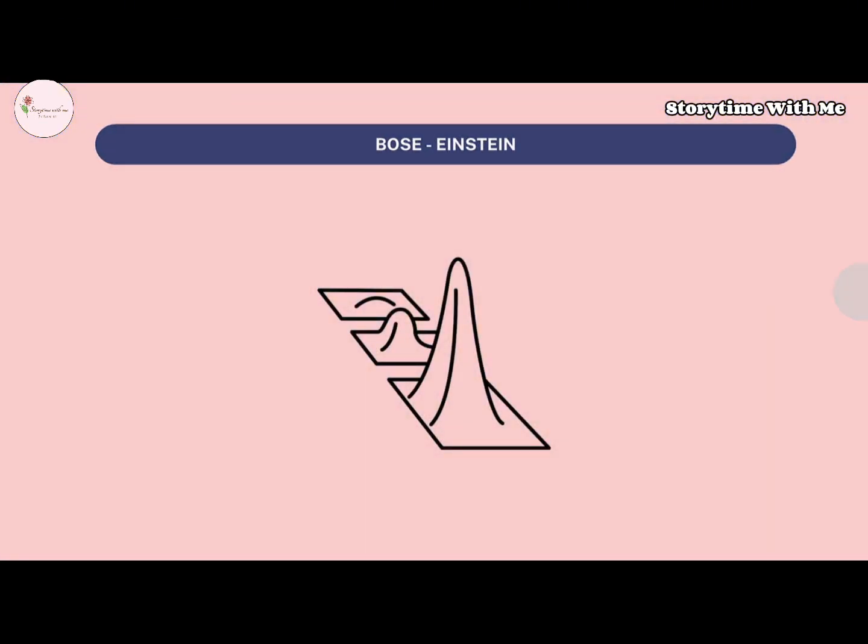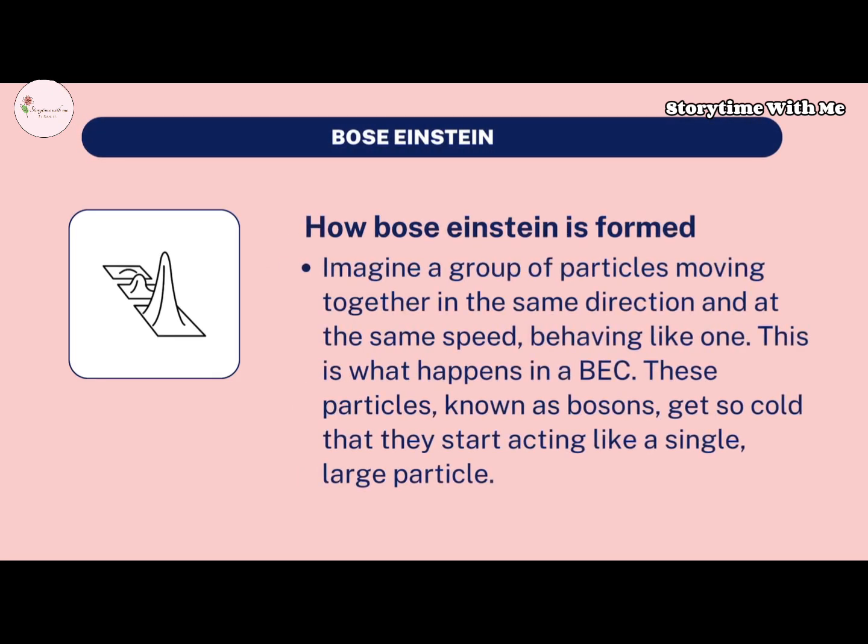Bose-Einstein. How Bose-Einstein is formed. Imagine a group of particles moving together in the same direction and same speed, behaving like one. This is what happens in BEC. These particles, known as bosons, get so cold that they start acting like a single large particle.